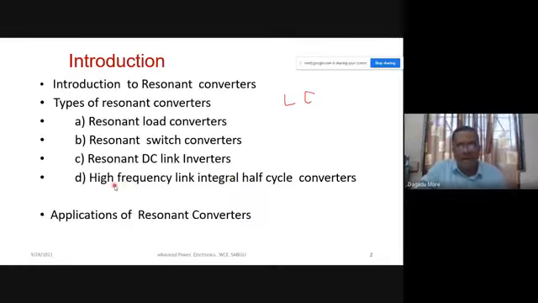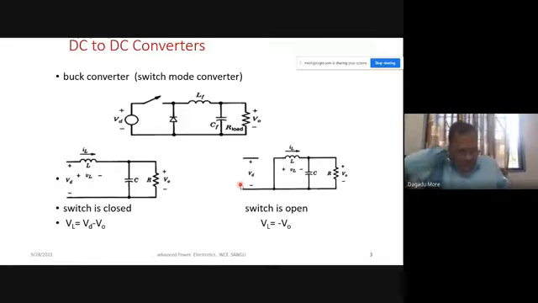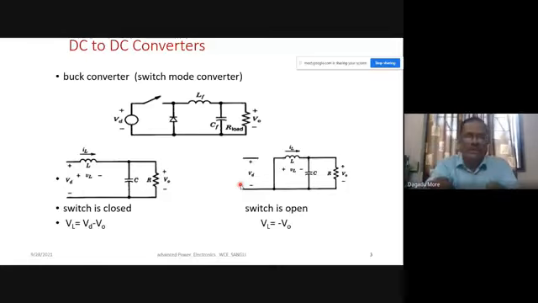And then we have the high frequency integral half cycle converters, that will be another category. So these are the types of resonant converters. We will go into more detail afterwards, and after that we will look at applications of each of these converters. So this is the content of this particular module. We have to discuss various resonant converters and their applications. Now, before going to that, we'll just revise the DC to DC converter.